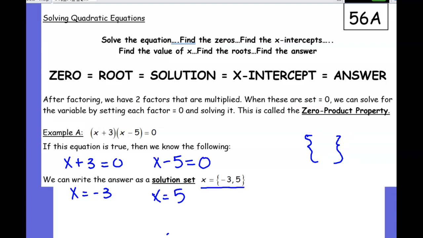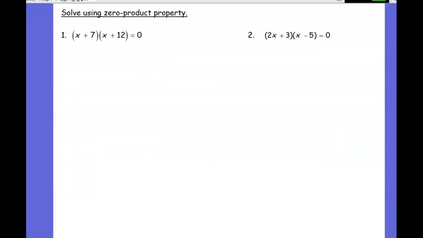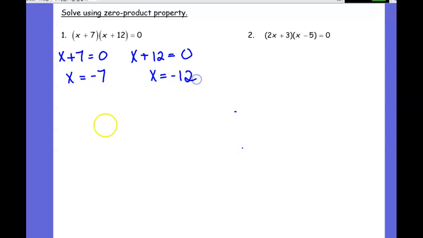All right, so we're going to show some examples first. Okay, so if I had x plus 7 times x plus 12 is equal to 0, all I'd have to do is set x plus 7 equal to 0 and x plus 12 equals 0. Okay, simple one-step equation. Our x is negative 7. All we did was subtract 7 from both sides, and in this case our x would be equal to negative 12. So our solution would be negative 12 and negative 7. I typically like to start at the lowest number and increase when I list a solution set.